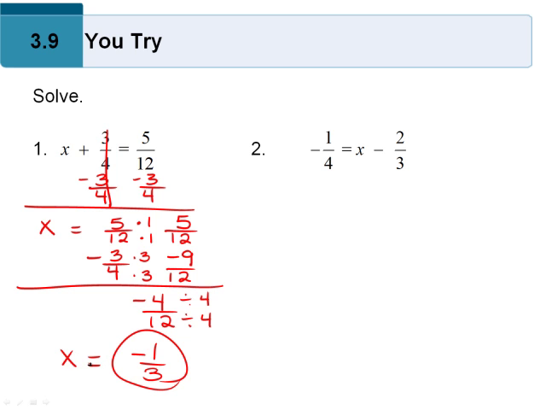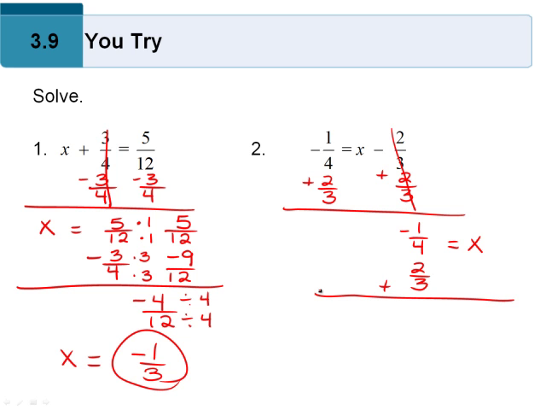Okay? Number 2, negative 1/4 equals x minus 2/3. So the x is on the right hand side along with the negative 2/3. So I want to add 2/3 to get rid of that on both sides. So add 2/3. Okay, so I'm going to cancel out the 2/3 and I'm going to give myself some room. I'm going to put x way over here, so I can do it. And I have negative 1/4 plus 2/3.